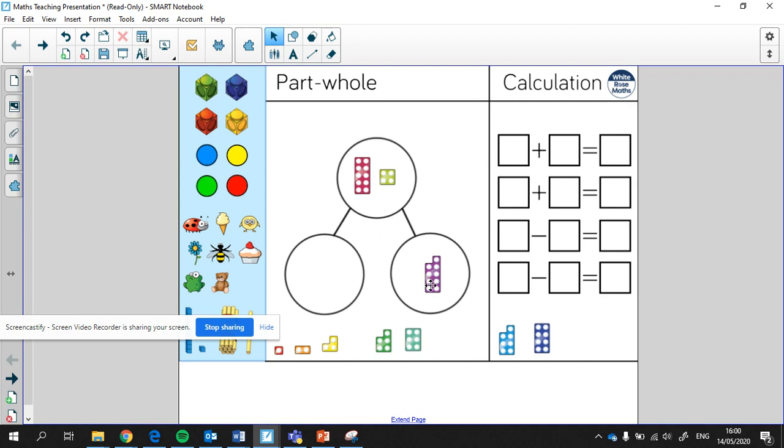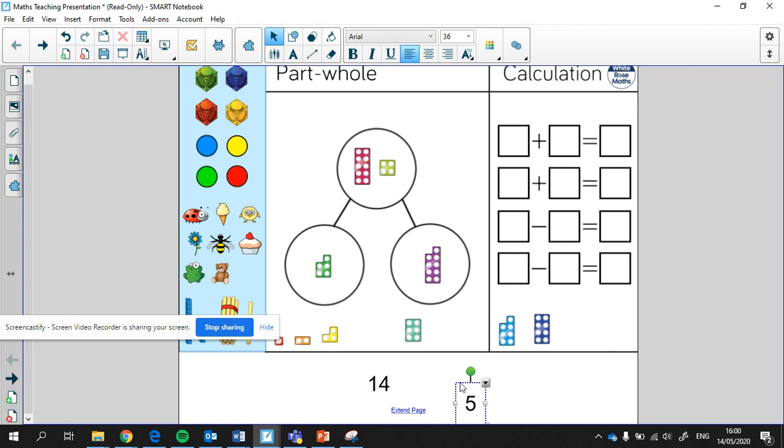14 is the whole. One of the parts is 9. You're correct if you said the other one is 5. So my whole is 14. One of the parts is 9. One of the parts is 5. We just picture that little 1 from the top of the 5 going here, it makes 10. We know that's 14. So again, I'm going to put the numbers at the bottom so we can drag those into the right place. 14 and 5 and 9.